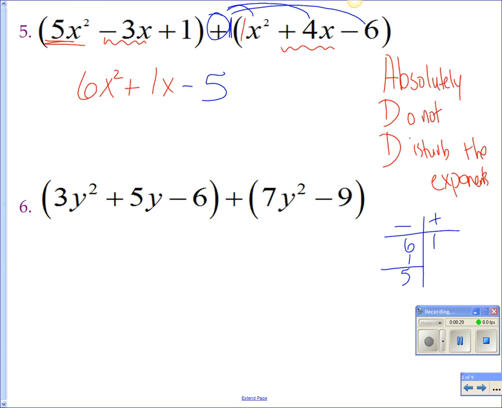Andrew, what does it want you to do on this problem? Very good. Stephanie, what goes with 3y squared? Which gives you what? Close. 3 plus 7. Good. 10y squared. Gavin, what goes with 5y? Very good. So what do you do with it? Very good. Drop it down.